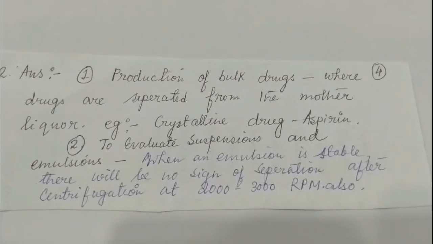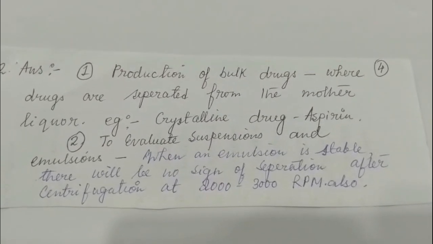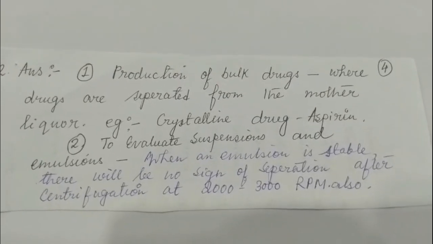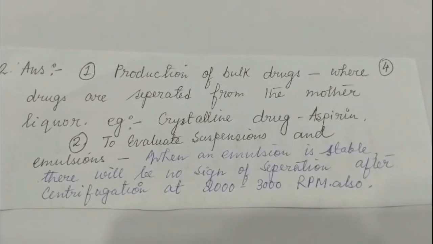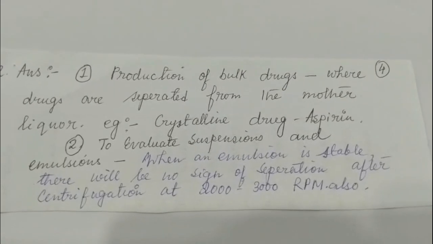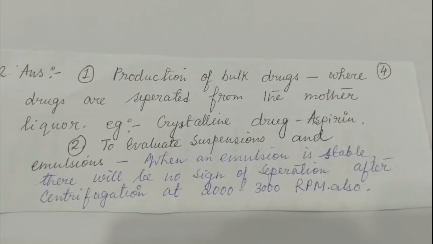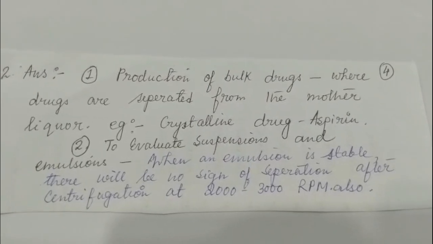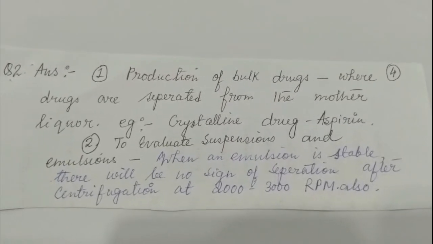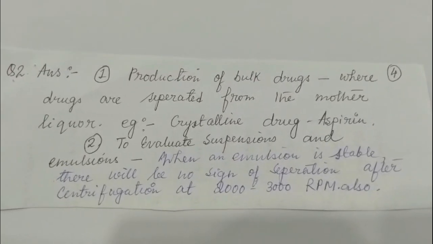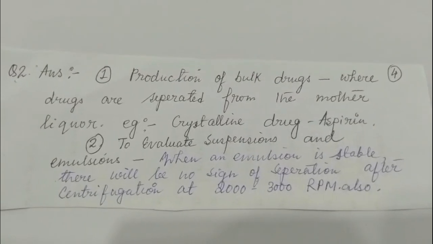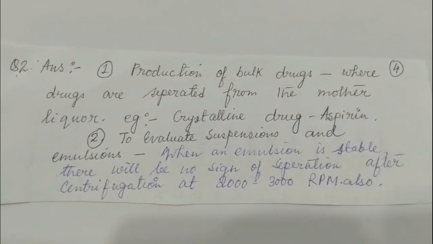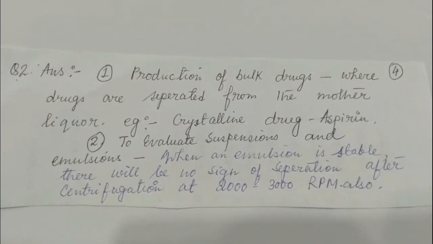To evaluate the suspension and emulsion, centrifugation is used. When an emulsion is stable, there will be no sign of separation after centrifugation at 2000 to 3000 rpm also. So mainly in case of quality control or evaluation of suspension or emulsion, this kind of centrifugation is used.